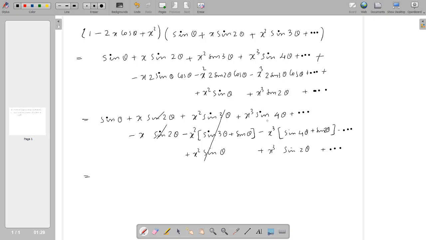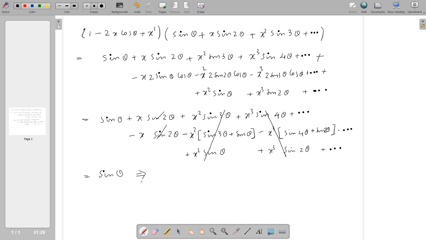Similarly, from this you can write x cube sine 4 theta minus x cube sine 4 theta, and we have minus x cube sine 2 theta plus x cube sine 2 theta. So we can cancel these terms as well. Continuing in this manner, we can cancel all the terms except sine theta. So the answer will be sine theta.